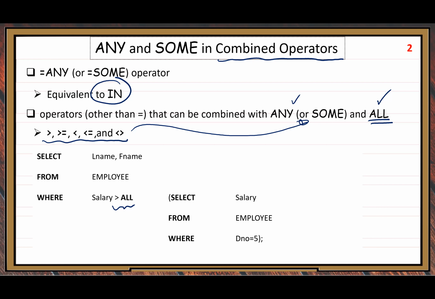All the salary numbers of those employees in department 5. That condition. Now here you can see greater than all, so you understand the meaning. This employee has a salary greater than the salary of any employee in department 5.